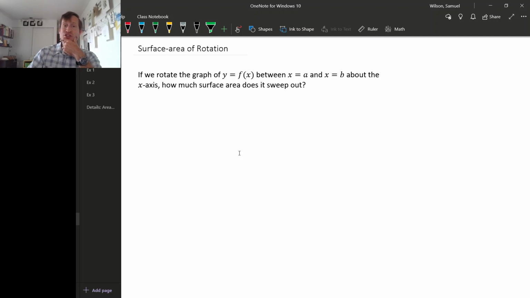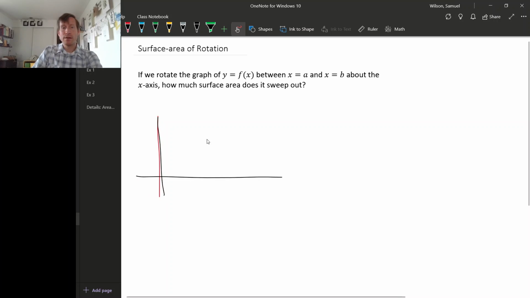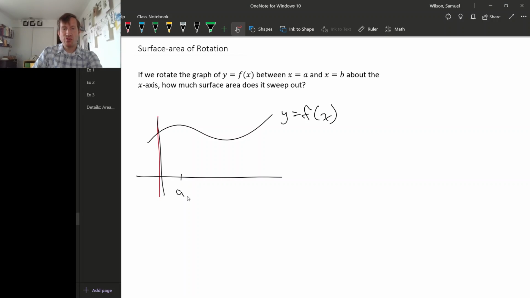Continuing our theme of solving geometric measurement problems using integrals, let's think about surface areas. One way that you can generate a surface area is if you take the graph of a function like this, y equals f of x, between two x values, say a and b, so we're talking about this red portion of the graph, and then spin that portion of the graph around an axis. For now, let's rotate this around the x-axis.